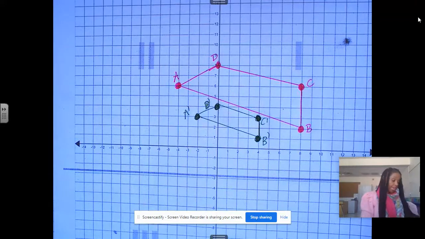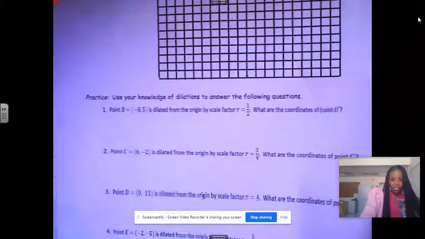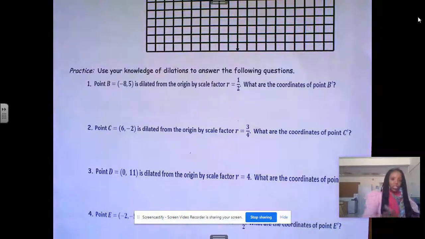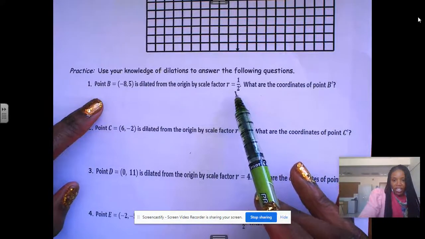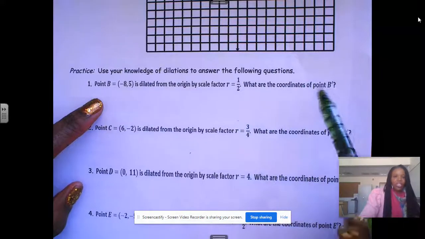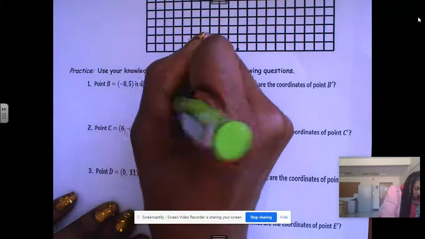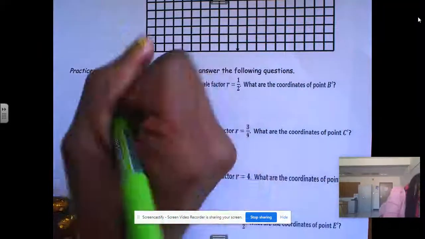And then that's that. Now, sometimes you'll be given words, same thing. You're still going to be multiplying by a scale factor. So it says, use your knowledge of the dilations to answer the following questions. And so it says, you have this point and it's dilated by its original scale factor of 1/2. What are the coordinates for B? So of course the number's going to be smaller. So I told you that this is like 50%, so you can divide by 2. So this is -4, and then positive 2.5. And then of course this is going to be B prime.